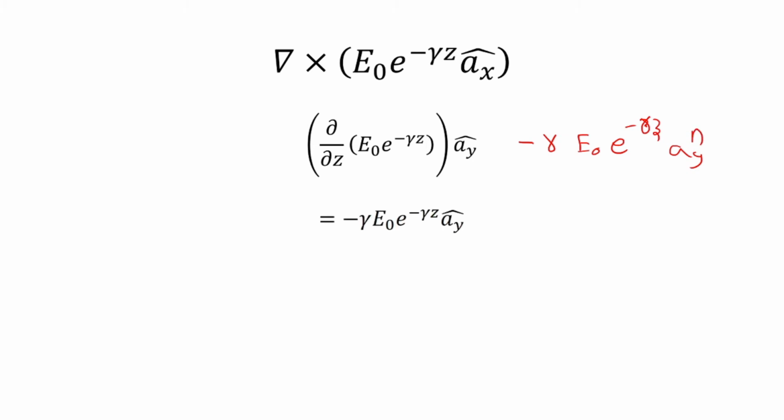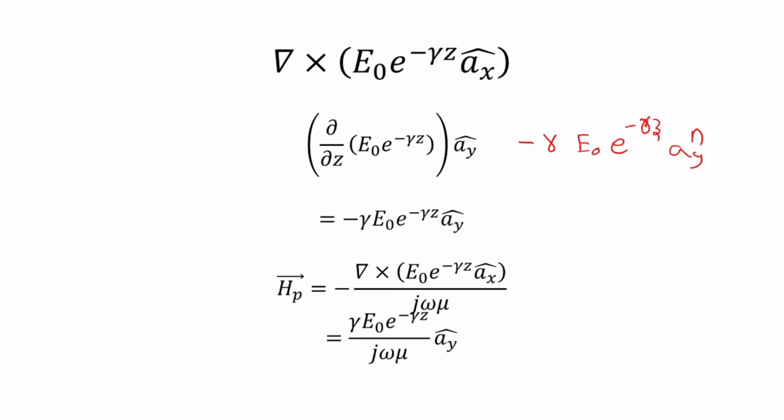But Hs bar is equal to minus curl by j omega mu. That we get is equal to gamma E naught exponential of minus gamma z divided by j omega mu along the direction of ay cap. So this value at z equals 0 is H naught. So H naught is equal to gamma E naught by j omega mu.